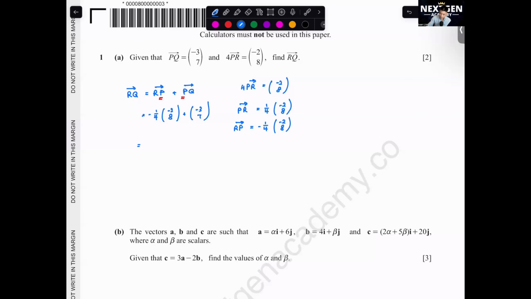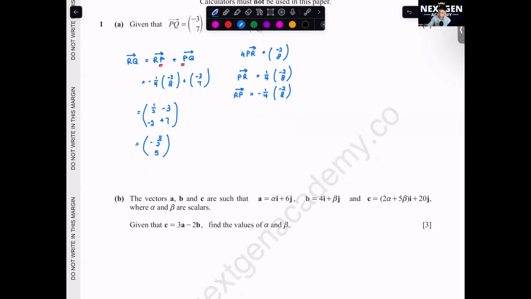Let's open up the bracket. Negative 1 over 4 times negative 2, we'll get 1 over 2, plus negative 3, so minus 3. Negative 1 over 4 times 8, we'll get minus 2, plus 7. Using your mental calculation, what is 1 over 2 minus 3? Minus 3 is minus 6 over 2, so this will be minus 5 over 2. Minus 2 plus 7 equals 5. So it will be negative 5 over 2, 5.